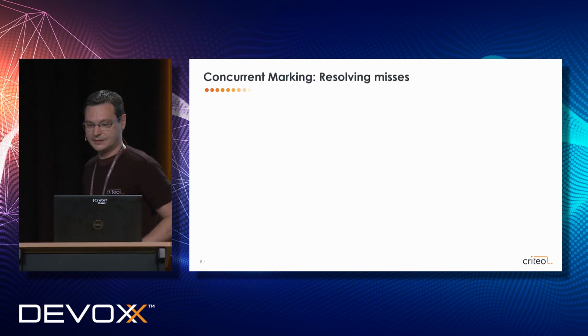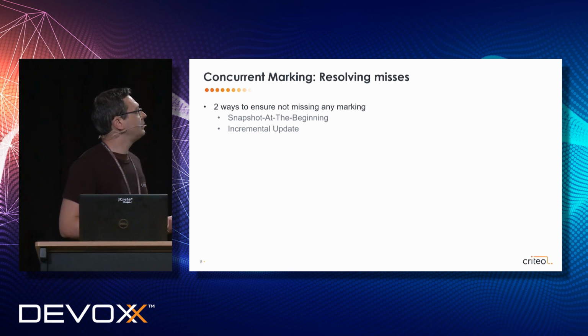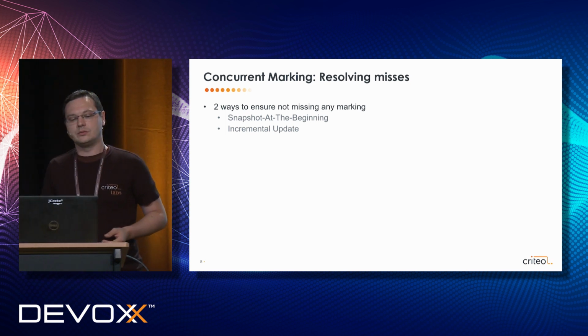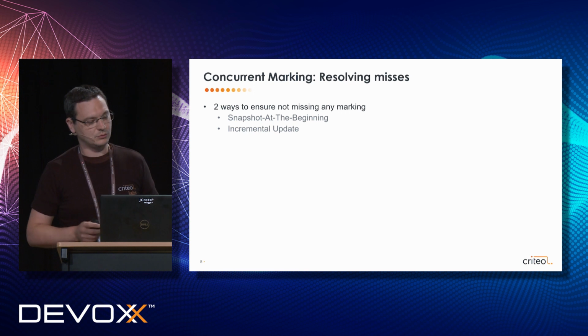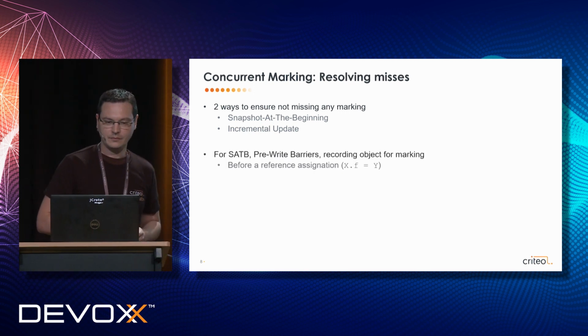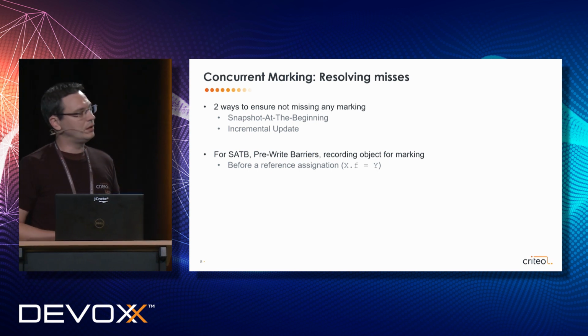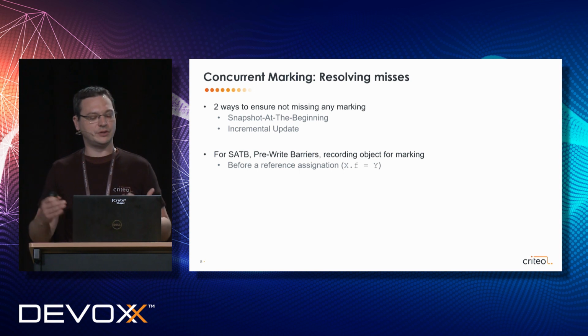To resolve this, there are two ways: snapshot at the beginning, or incremental update. In this section, we will see the snapshot at the beginning, and incremental update we will see later. So for SATB, snapshot at the beginning, we introduce a pre-write barrier by the JIT.